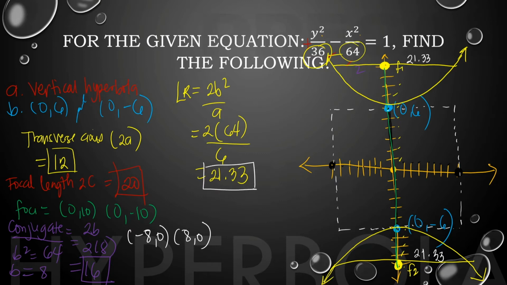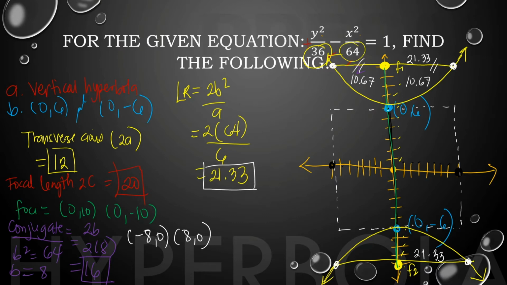And then, hanapin naman natin yung endpoints ng latera recta, o nung dalawang latus rectum. Since nahanap na naman natin yung width niya, which is 21.33, so para ma-allocate natin siya sa x-axis, divide lang natin itong 21.33 by 2. So, 21.33 divided by 2 is equal to 10.665. Yung dalawa, symmetrical naman yung latus rectum. So, magiging 10.67 and 10.67 yung location niya sa x-axis.